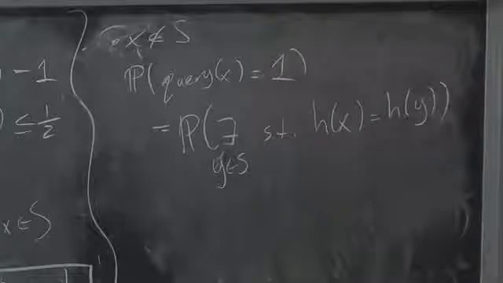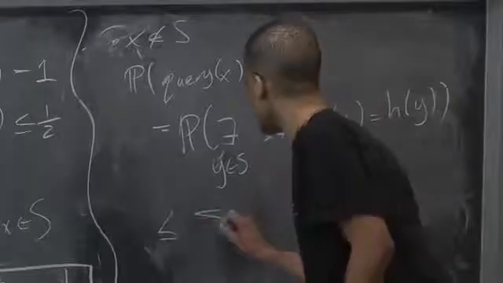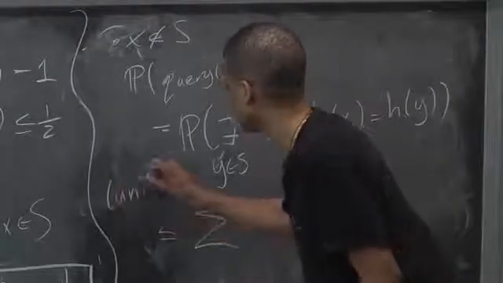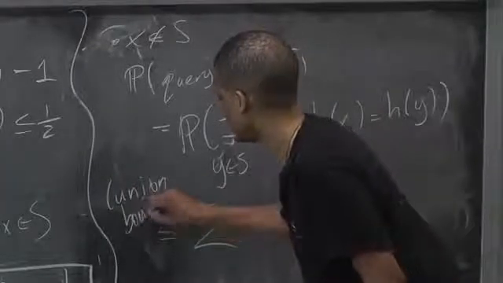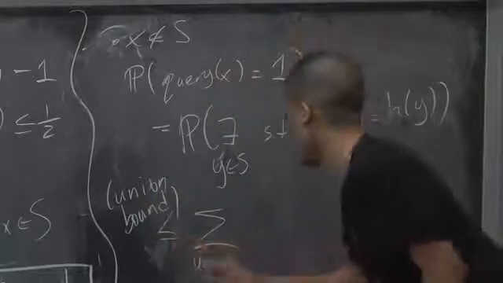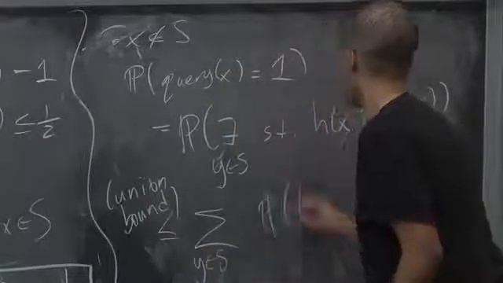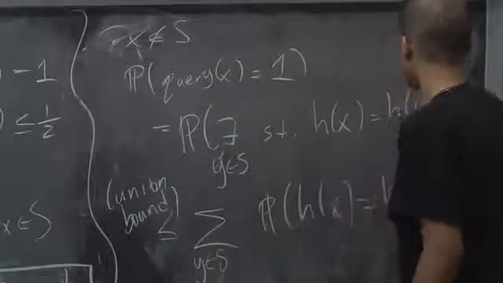Yeah, sum over all the possibilities. So I would use the union bound. The probability that there exists a bad y is at most the sum over all y's of the probability that y is bad. This is the union bound. The sum over y in S of the probability that h of x equals h of y.